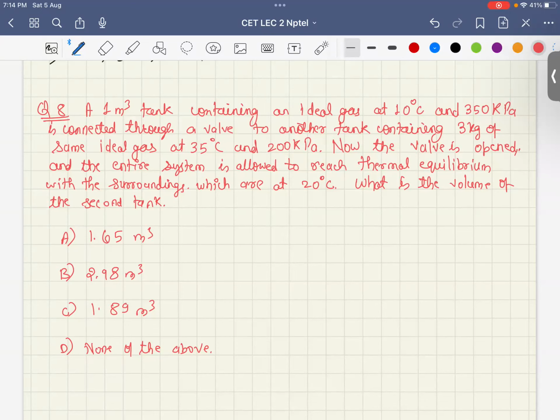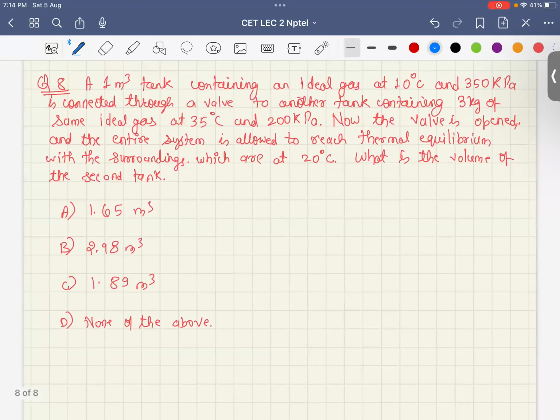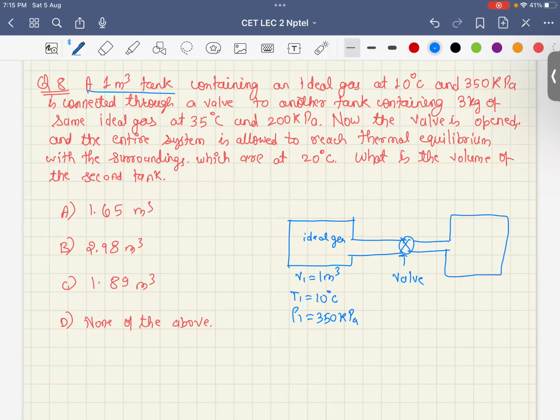What we basically have is a tank which has a volume of 1 meter cube. So we have a tank, right? It has a volume of, let's say, V1 is 1 meter cube. It contains an ideal gas, and temperature is 10 degrees centigrade and pressure is 350 kPa. Now this tank is connected to some other tank, where this is a valve. And initially this valve is closed.